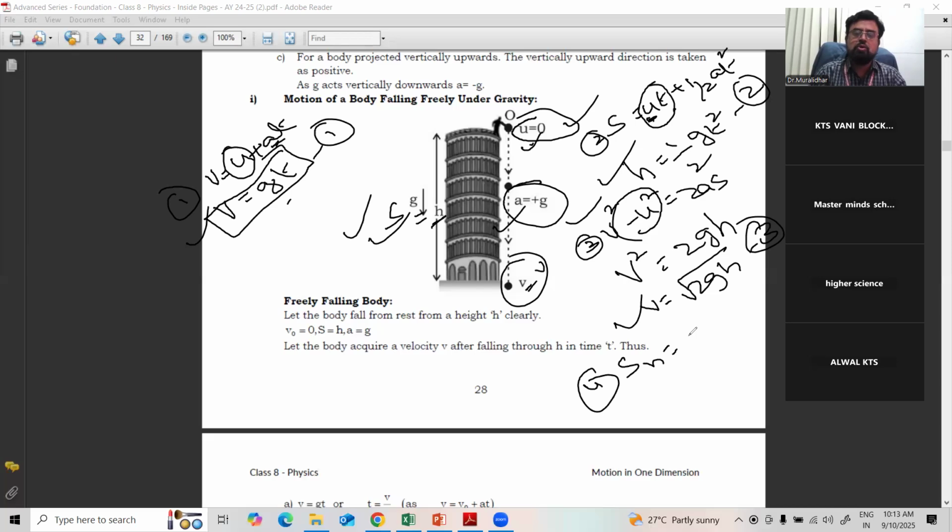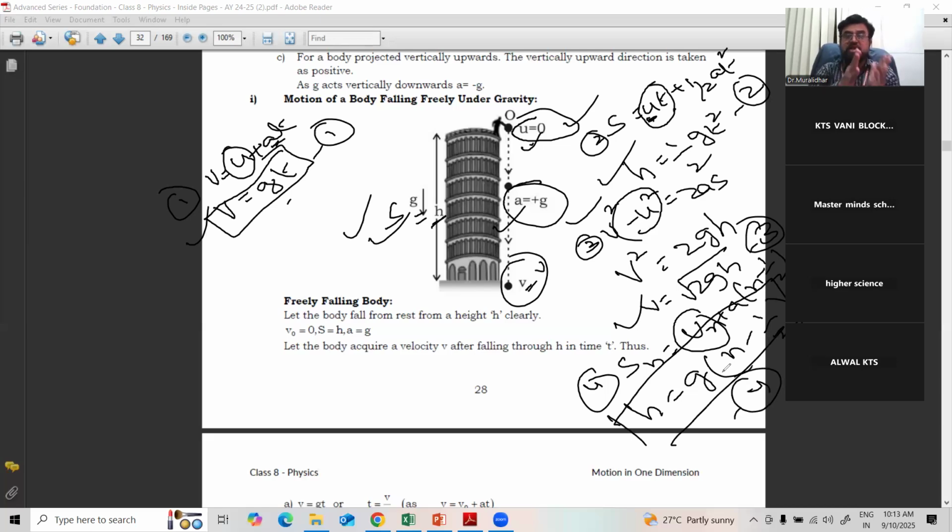Yes, h_n = u + a(n - 1/2). Right. So h you can write: h = u is 0, u is 0 only, and in place of a, g into (n - 1/2) you can write. That is the fourth equation of motion.